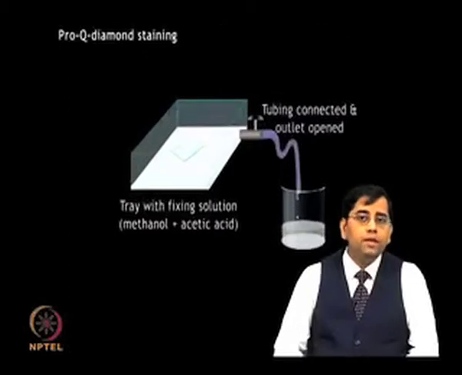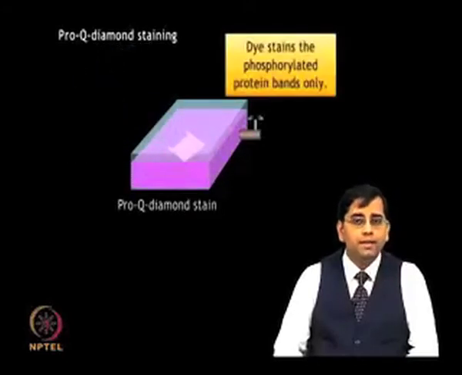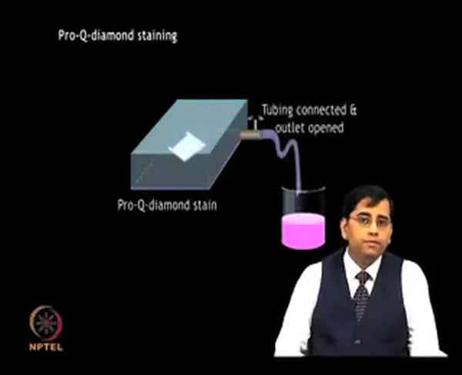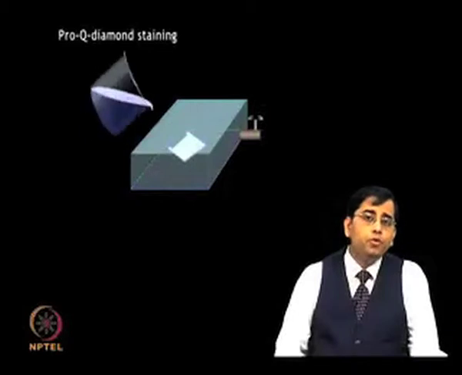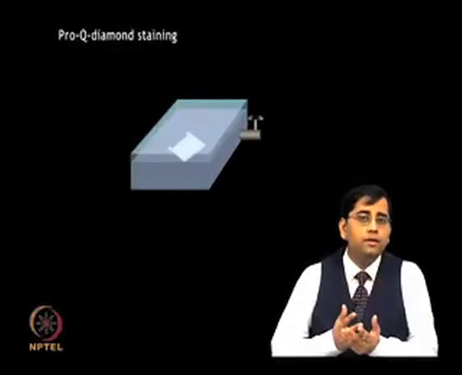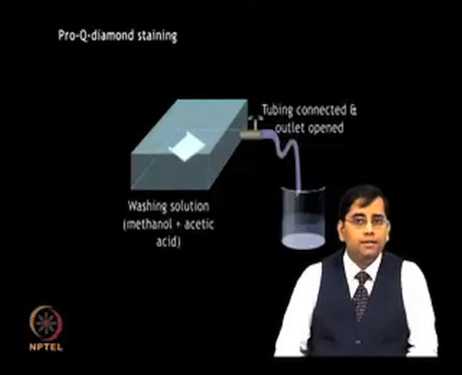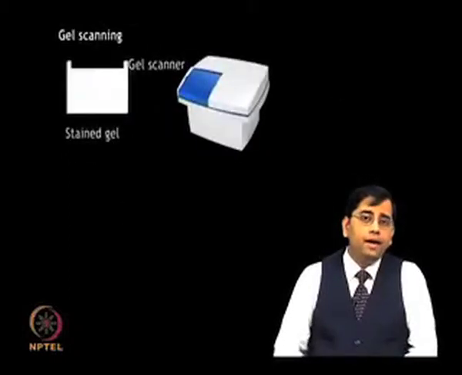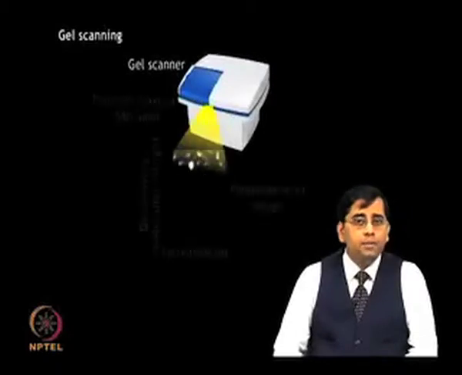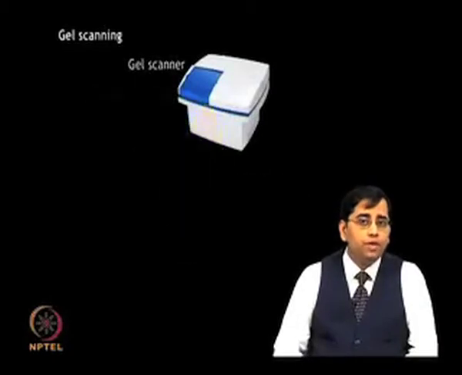Proteins separated on a 2D gel are placed in a fixing solution containing methanol and acetic acid, which fixes the protein bands onto the gel and minimizes any diffusion. They are stained using Pro-Q Diamond staining solution, which selectively stains only phosphoproteins on the gel. Excess stain is washed off with a solution of methanol and acetic acid. The stained gel is scanned at its excitation and emission wavelength using a gel scanner. The gel image obtained shows the protein bands corresponding to only the phosphoproteins which are present.